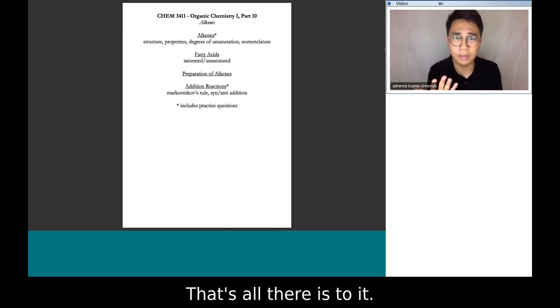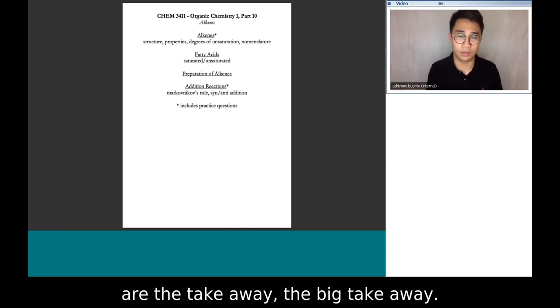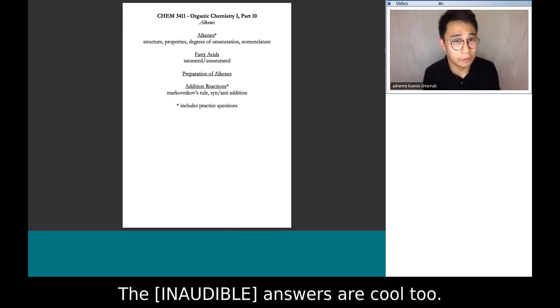That's all there is to it. If anything, preparation of alkenes and addition reactions are the big takeaway. The fatty acids are cool too.